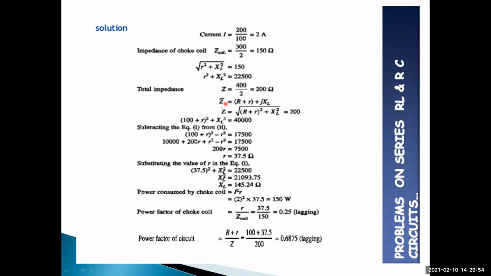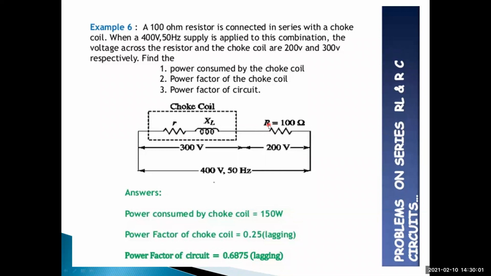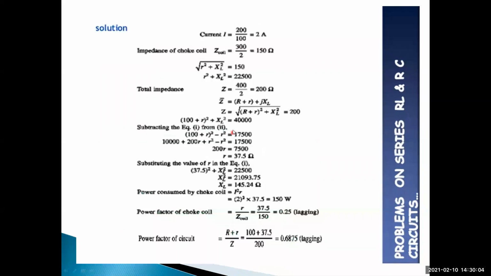Understood? The total impedance is Z is equal to capital R plus small r plus j XL. The magnitude of the impedance is the square root of the real part square plus the imaginary part square, that is the square root of (R plus r) whole square plus XL square. So (R plus r) whole square plus XL square is equal to 40,000. Applying the square on both sides, I get (100 plus r) whole square plus XL square is equal to 40,000.